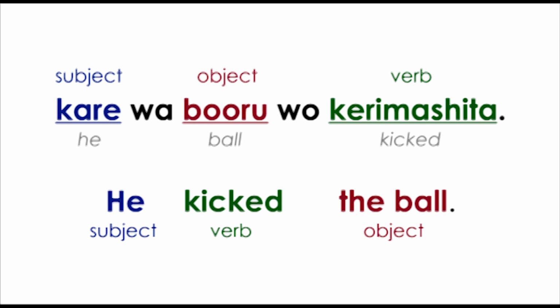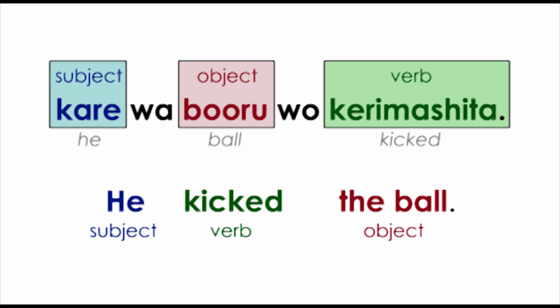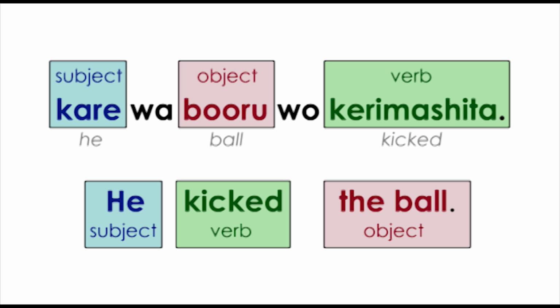彼はボールを蹴りました. He kicked the ball. 彼 means he and is the subject of the sentence. Boru means ball and is the object of our sentence. Kerimashita means kicked and is the verb of our sentence. Again, we see that the word order for the Japanese sentence is subject, object, verb, while the word order in the English sentence is subject, verb, object.